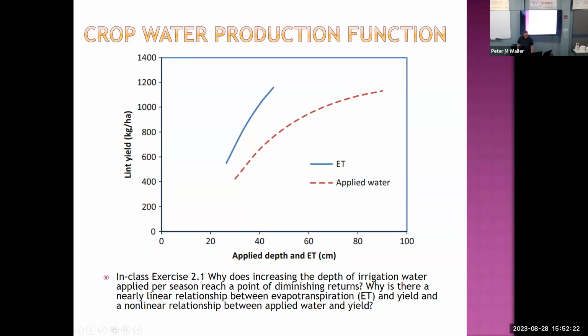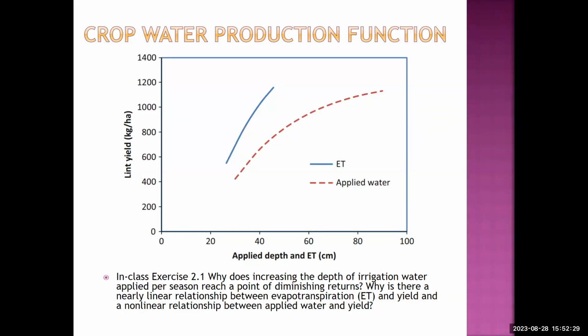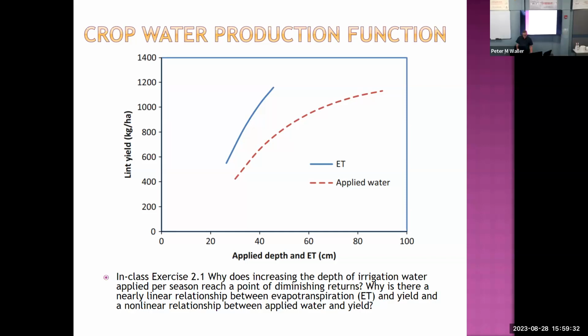And so we have 6 participants online, which is basically a group. Dr. Waller, yeah, I'm on my mind. So, why does increasing the depth of irrigation water applied per season reach a point of diminishing returns? Can I go, Dr. Waller? I hear you, Joseph. Can you hear me? Yes, I do.